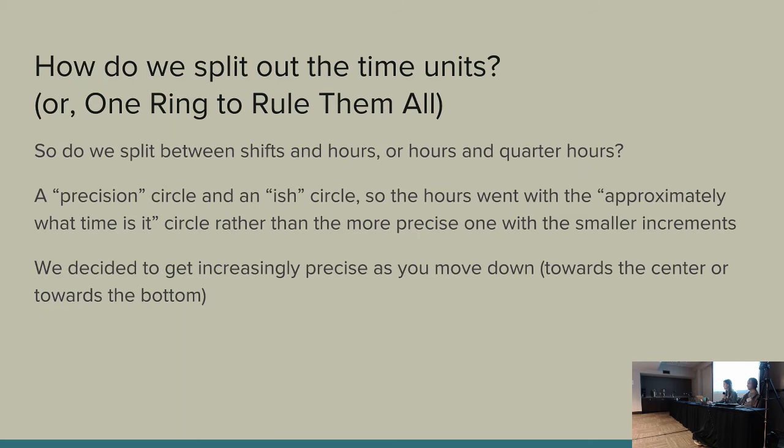So we decided to go with those two aspects, and so we had to decide how these would impact the interface. And we decided that we had to have these two clock faces, and we had to decide which units of time would go in each one. So we had to decide whether it was going to split between shifts and hours, or between hours and quarter hours. What we decided on was to have a clock face that was for precise timekeeping, so seconds, minutes, and quarter hours, and then a sort of approximate clock face for the months, days, shifts, and hours.